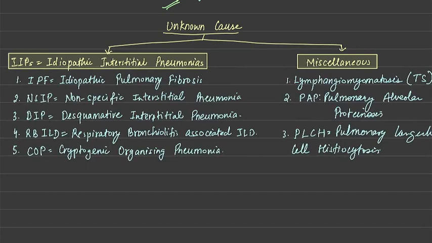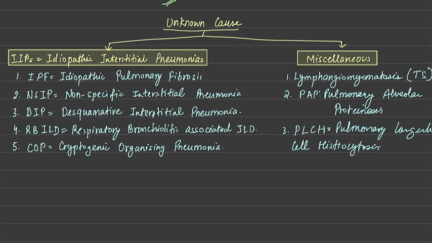Now we have some unknown causes which can cause interstitial lung disease, because they have no known cause. So we also call them idiopathic interstitial pneumonias. The first example in IIPs is IPF, idiopathic pulmonary fibrosis. Second is NSIP, desquamative interstitial pneumonia, respiratory bronchiolitis associated ILD, and cryptogenic organizing pneumonia. There are a few others also, but the most important ones are these five.